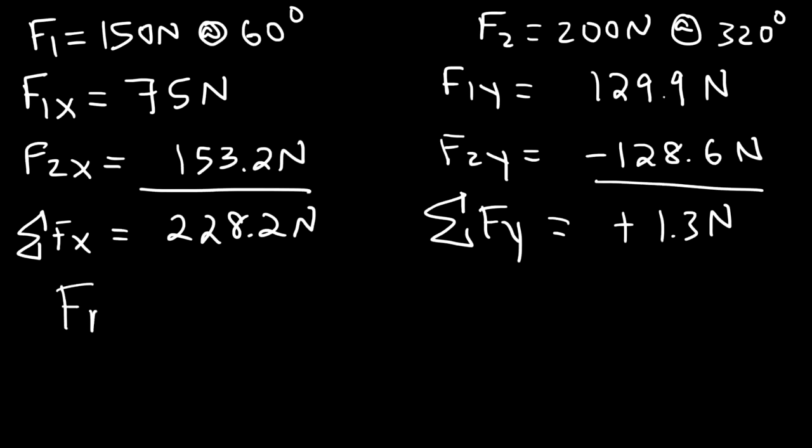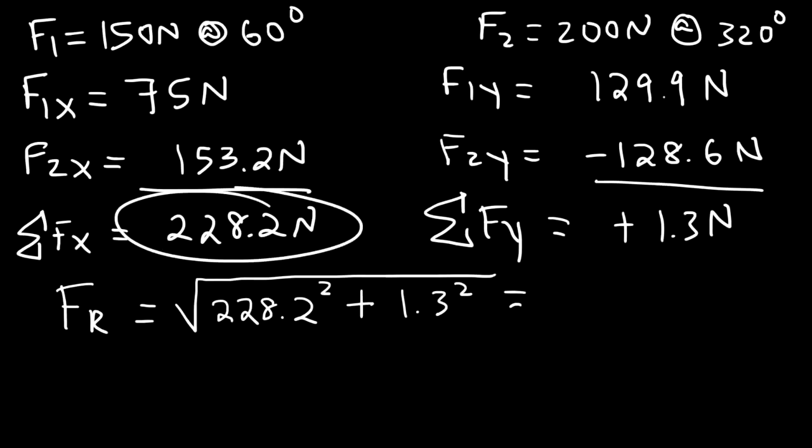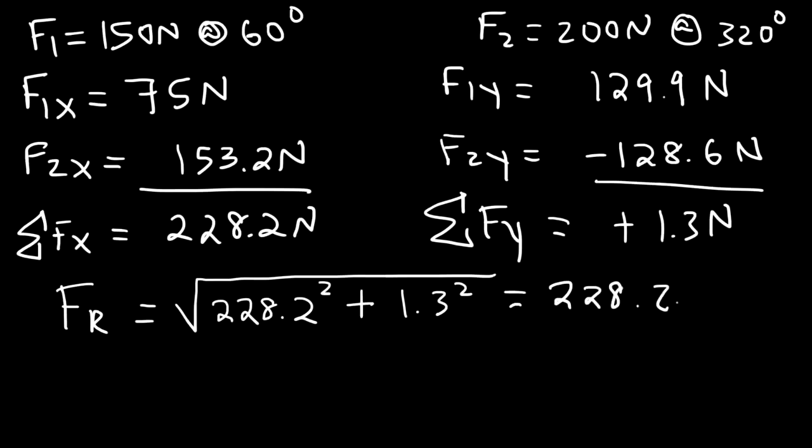Now let's find the magnitude of the resultant force vector. It's going to be the square root of f of x squared plus f of y squared. Now because f of y is so small, the resultant force vector should be approximately the same as the x component. And it really doesn't change much. It's like 228.203, which is still about the same.